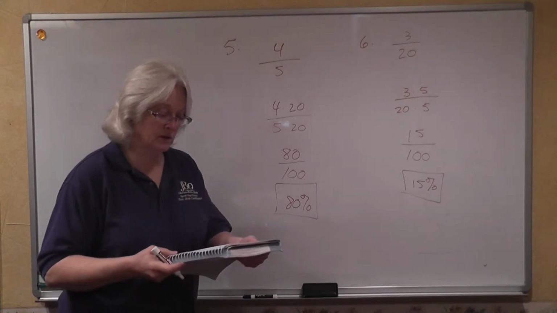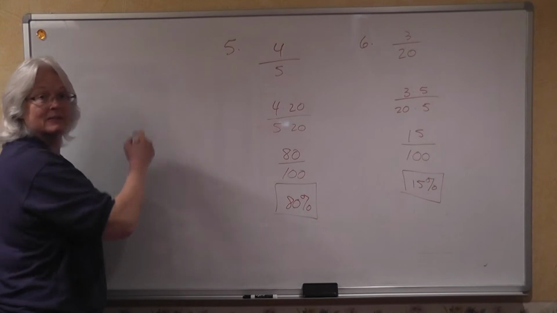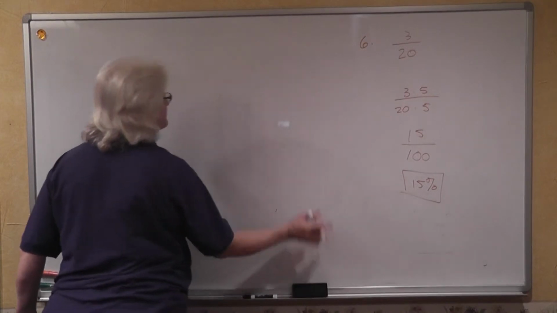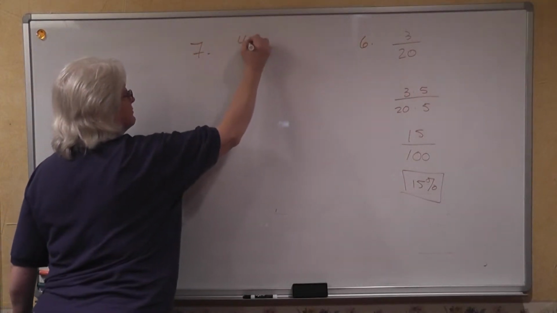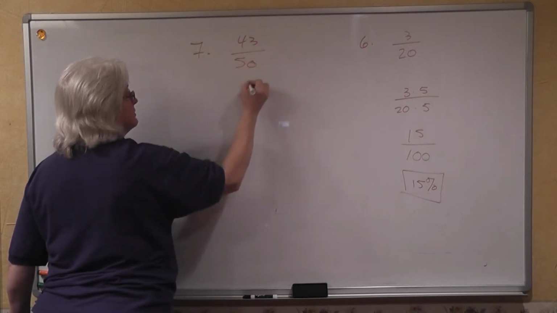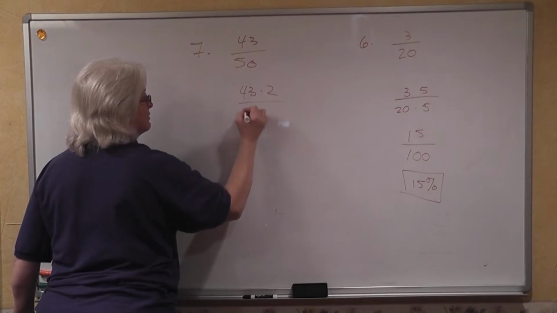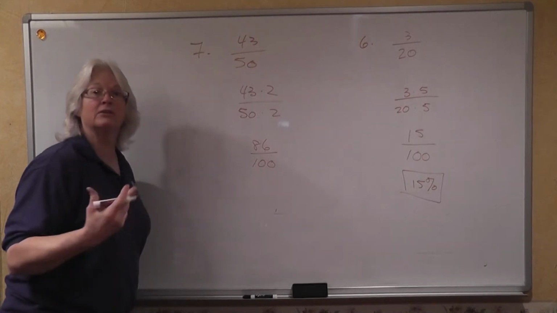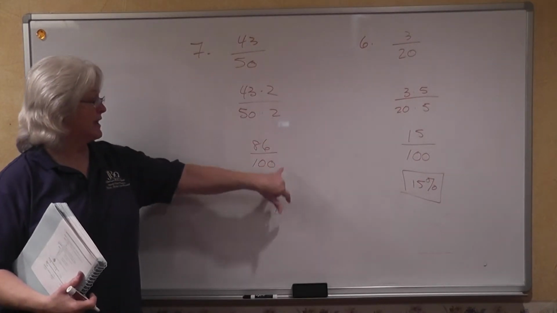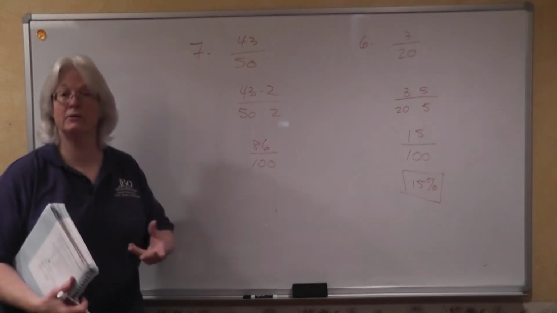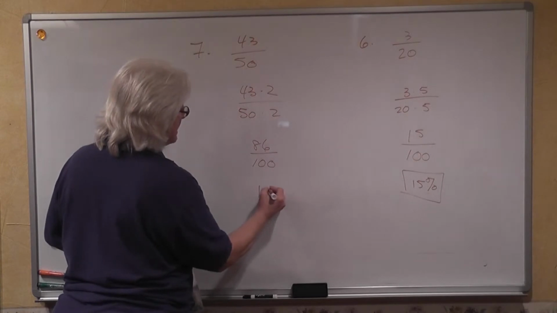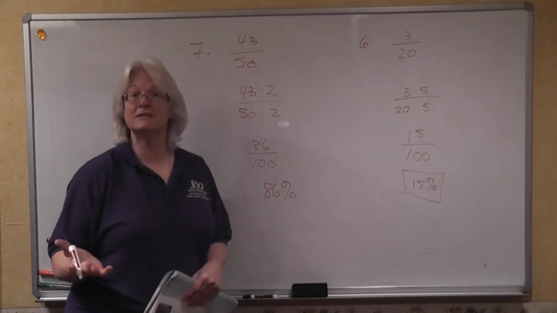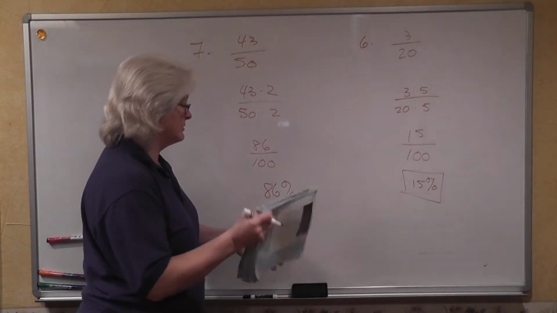Our last example here, 43 over 50. This is problem 7. We have 43 over 50. We need to write this fraction with a denominator of 100. So we're going to multiply both the numerator and the denominator by 2. We end up with 86 over 100. The denominator is 100, so we can express that directly as a percentage, which is 86%.